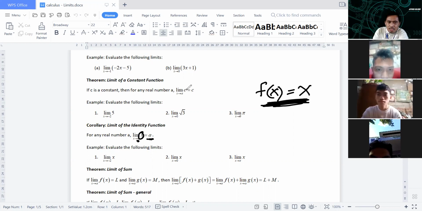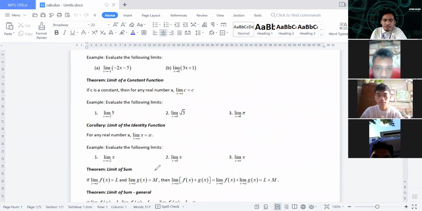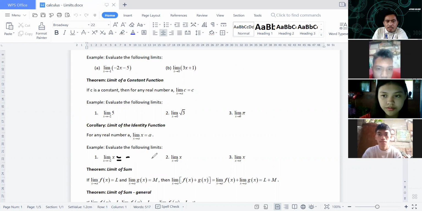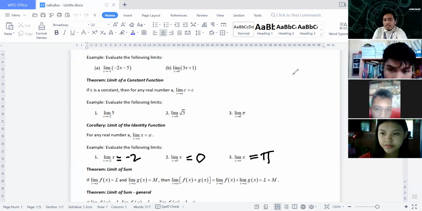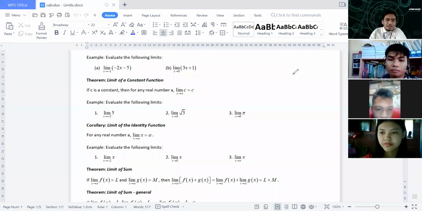If it is a constant, the constant is the answer. If it is the identity function, the fixed point is the answer. Okay, what's the answer here? Negative 2. How about here? 0. And here? 5. Pi. Easy, right?